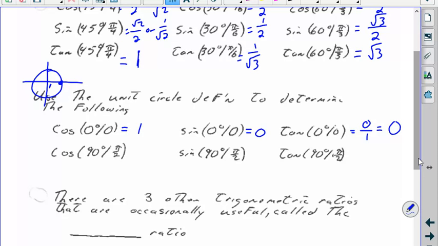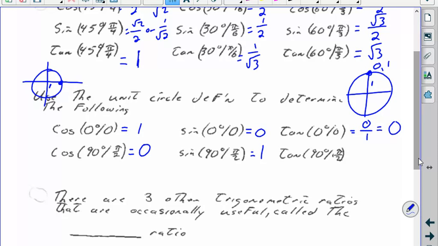We can do the same thing for the point up here. It has a radius of 1, so this point is (0, 1) at 90 degrees. So cos of 90 degrees is 0, sine of 90 degrees is 1. Here's where the problem comes in. Not a problem so much.